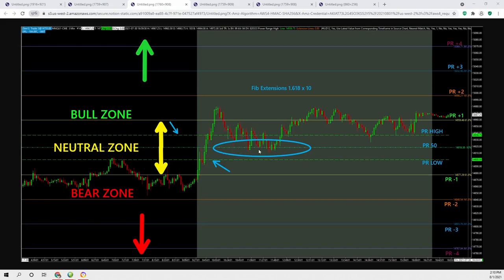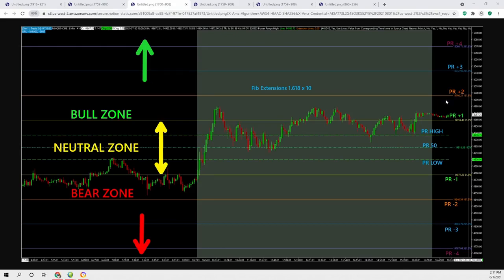Now this PR50 comes from our Fibonacci extensions, which we'll start talking about now. And all these other horizontal lines are from our Fibonacci extension. Later, I will show you how to set all this up. But these levels are based on 1.618, so the first level is 1.618.